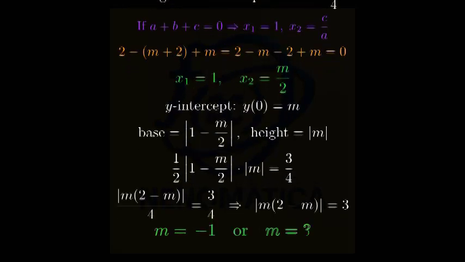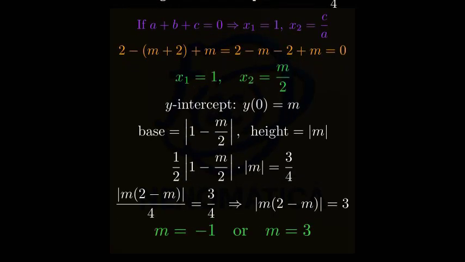1/2 times base times height equals 3/4. That gives 1/2 times the absolute value of 1 minus m over 2 times the absolute value of m equals 3/4. Equivalently, the absolute value of m times (2 minus m), all divided by 4, equals 3/4. Multiply both sides by 4 to obtain the absolute value of m times (2 minus m) equals 3. Solving, we get m equals -1 or m equals 3.